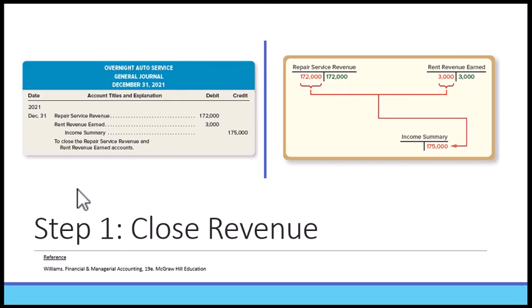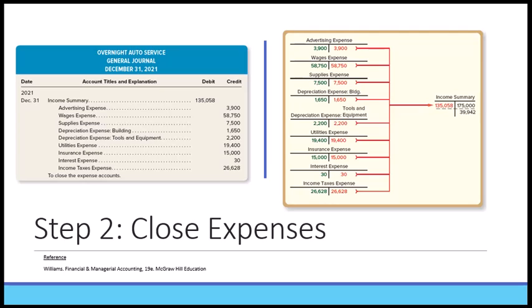Now you say, well, okay, we're sitting on total debits of $175,000. Where is the credit going to go? The credit is going to go to the income summary account. Okay, this is the little holding tank account that we use just for the closing process. So the credit goes to the income summary account. All right, we've completed step 1. Now it's time to move to step 2.